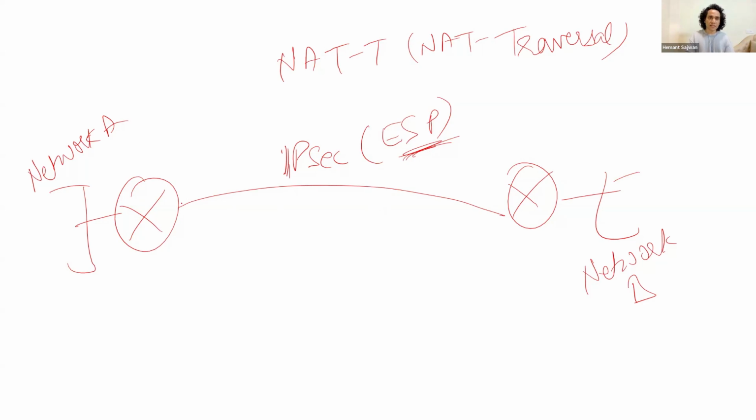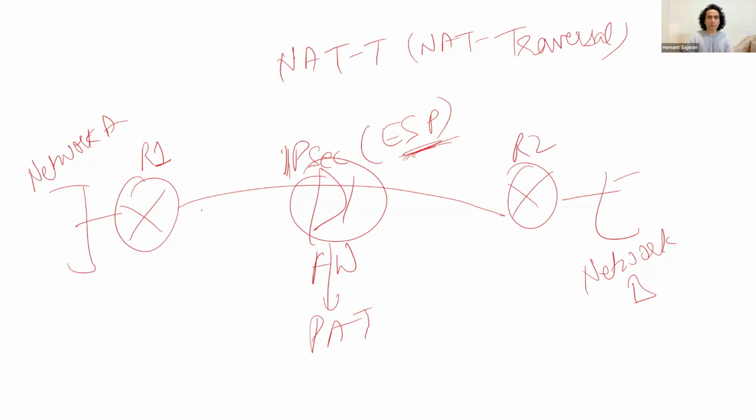Now, because this is a VPN tunnel, it would be going over the internet. That means there could be multiple devices between these two routers, and one of those devices could be a firewall. For example, there is a firewall somewhere on the way in between. Now on this firewall, maybe somebody has configured PAT, port address translation. Let's call this router R1 and this R2. When R1 is building a VPN tunnel with R2, it will send some packets using the ESP protocol. That means it will encapsulate those packets in ESP.